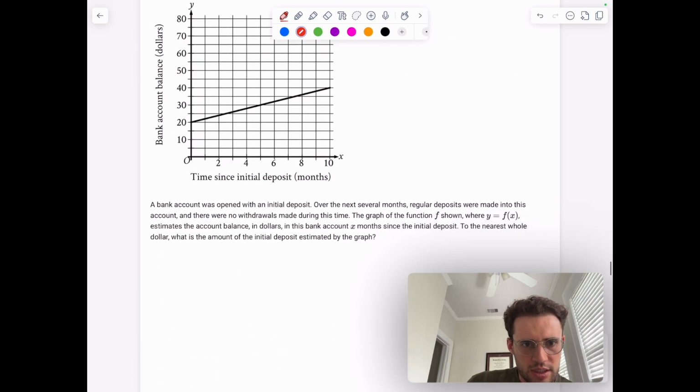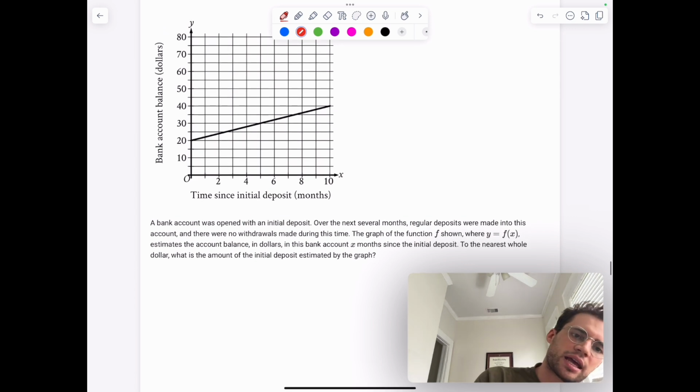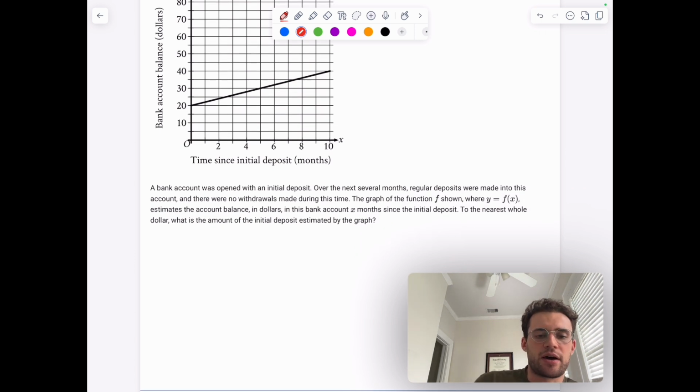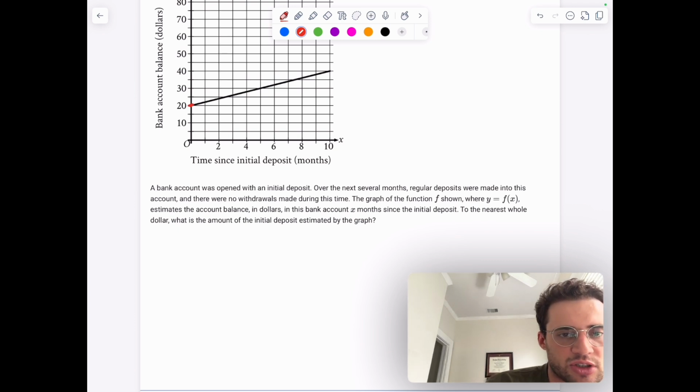Coordinate plane here. It says on the x-axis time since initial deposit in months, and then bank account balance in dollars. So for every month that passes, the bank account balance is going up at the same rate. A bank account was opened with an initial deposit. So the initial deposit is that initial amount at 0, that's 20.